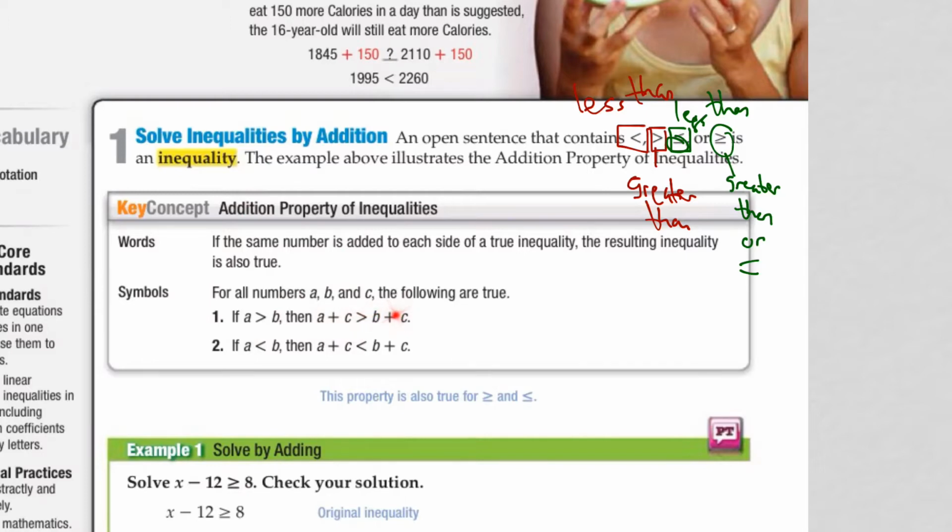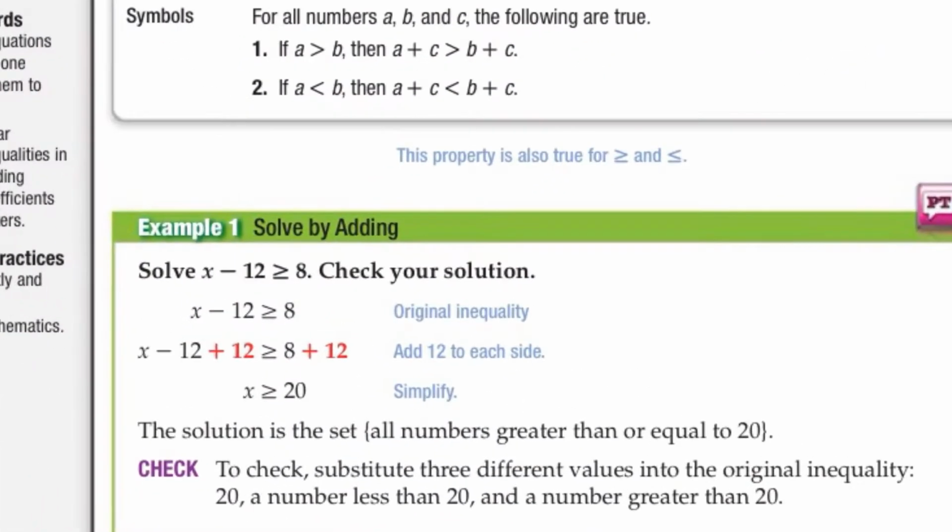Now, why is that? Well, if A is bigger than B, it's common sense that A plus C is also going to be bigger than B plus C, because we're adding the same thing to both. So if A is less than B, then A plus C has to be less than B plus C. You can also use this for greater than or equal to or less than or equal to.